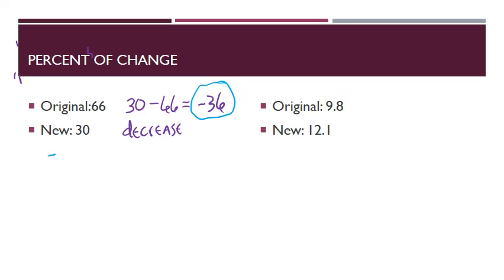And we're going to set it up as a proportion over the original amount. So I'm going to have negative 36. That's my difference between the new and the original over the original amount, 66. And we're going to set that equal to, and we're going to give a variable of r, like a rate of increase or decrease, a rate over 100. Because percentages are determined in terms of 100.